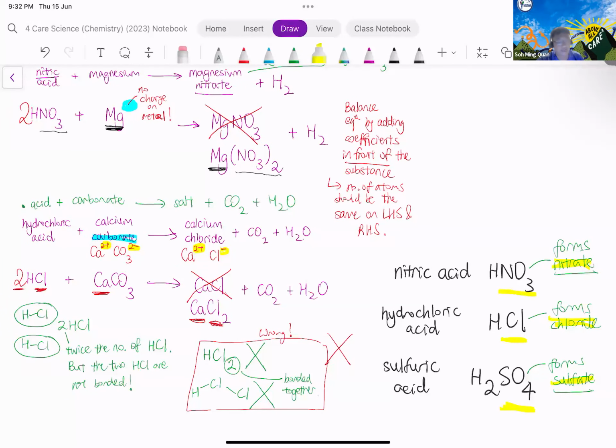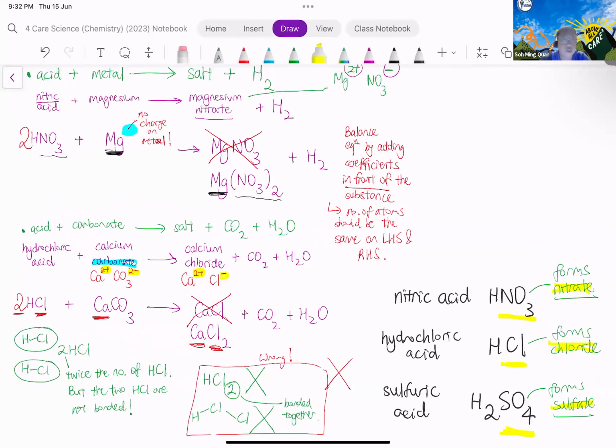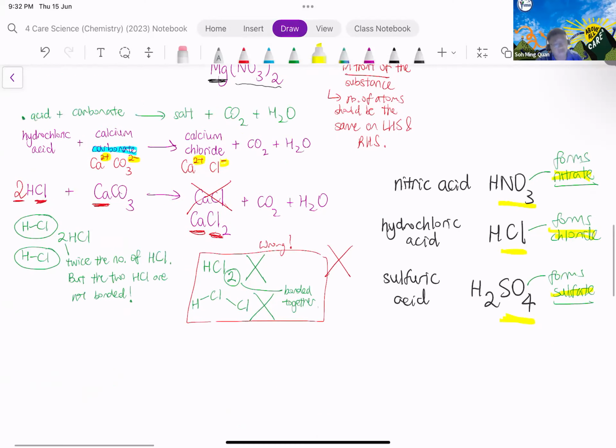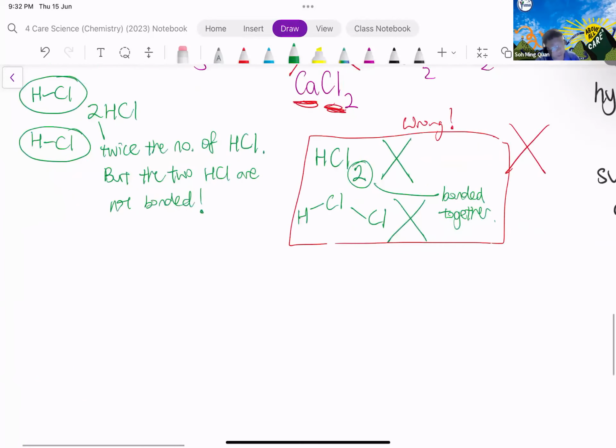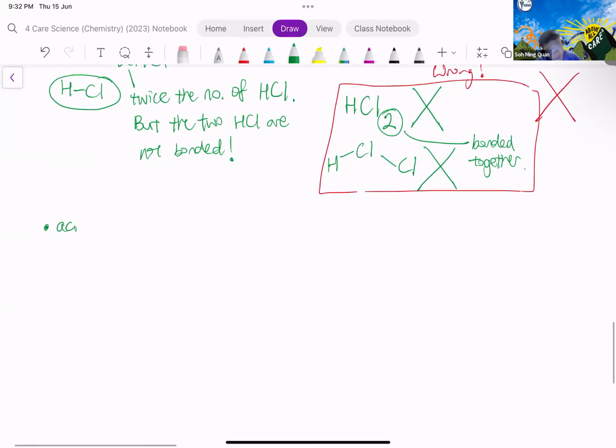Okay, so we have gone through acid plus metal that forms salt and hydrogen gas. We must take note hydrogen gas is H2. All right, it's diatomic. Next, we have gone through acid plus carbonate that forms salt, carbon dioxide, and water. The last reaction is, of course, acid plus base. Okay, so this is a revision of acid reactions. So you have learned acid plus base, and this gives you salt and water. Now, this reaction's name is called neutralization.